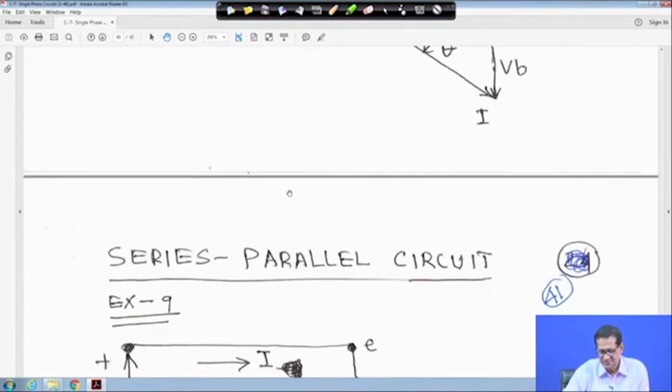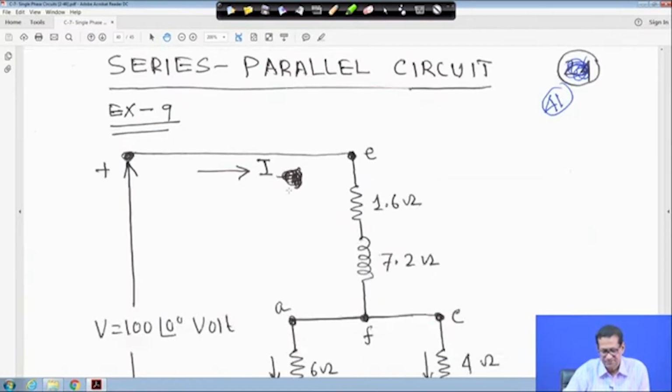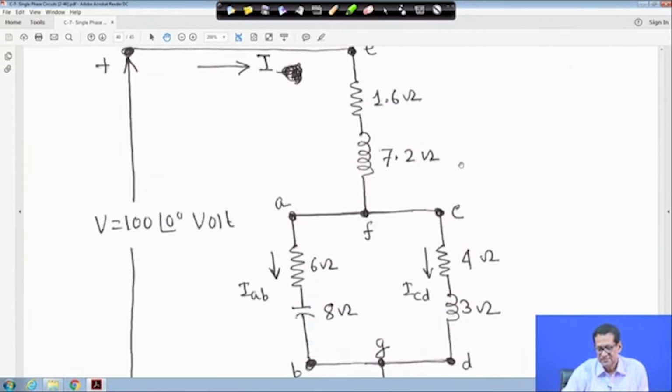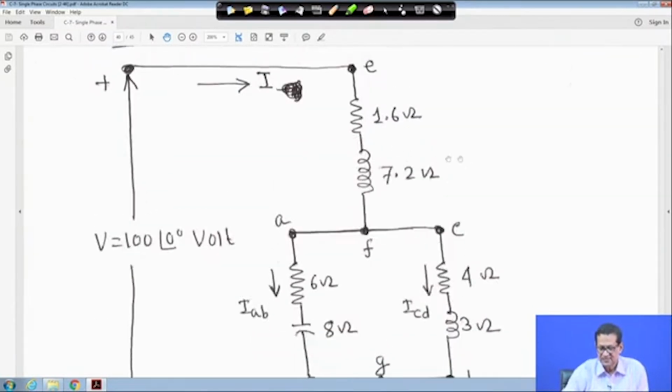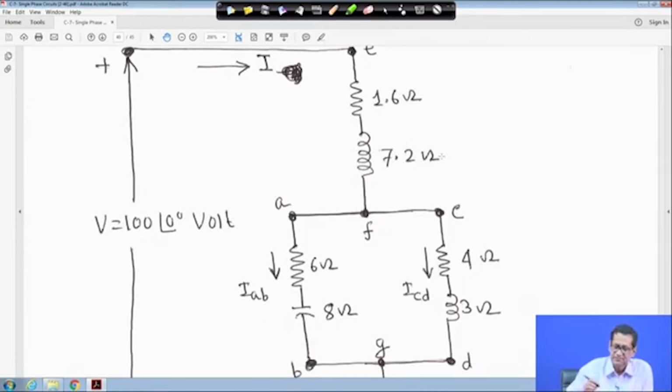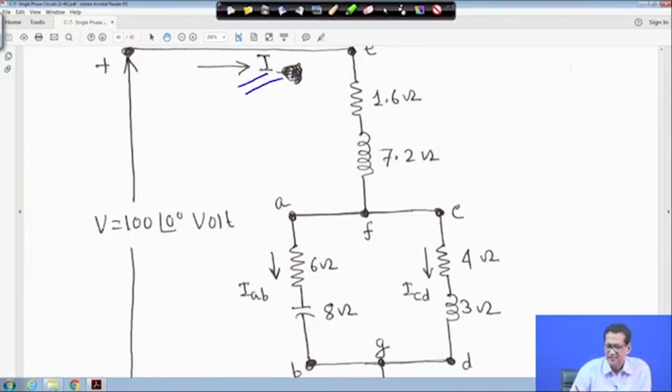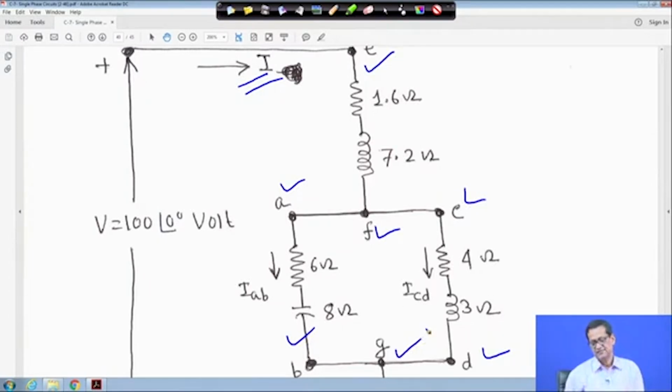So now, series parallel circuit. Suppose we take this example, that is one series parallel circuit. In this circuit, this is the current I, and this point is A, this is B, this is C, this is D, this point is E, this is F, and this point is G, right. So this is the series part and these two are the parallel part. Everywhere A, B, C, D, E, F, G is marked, right.